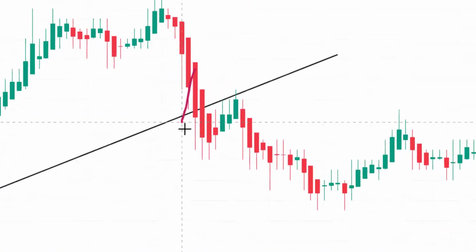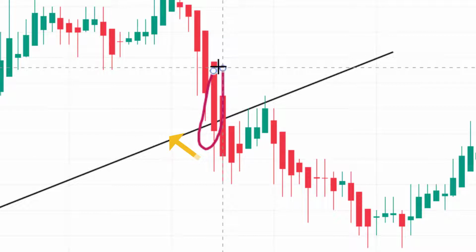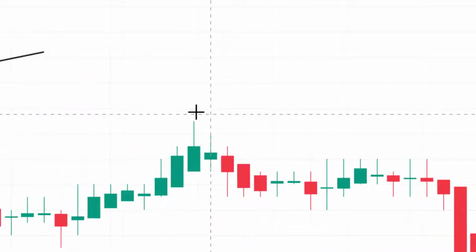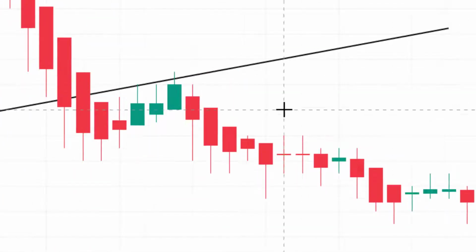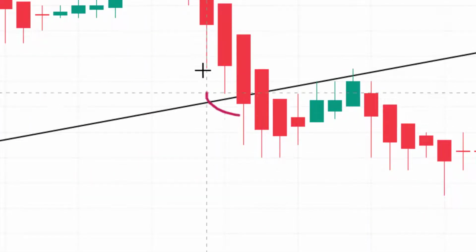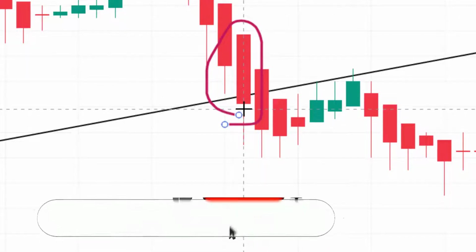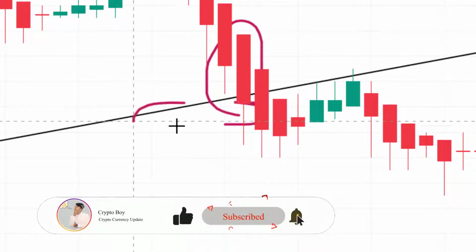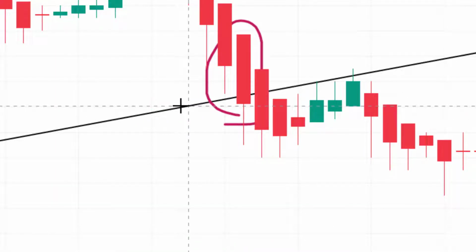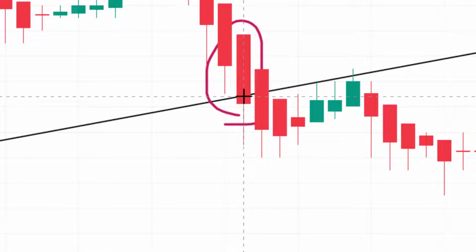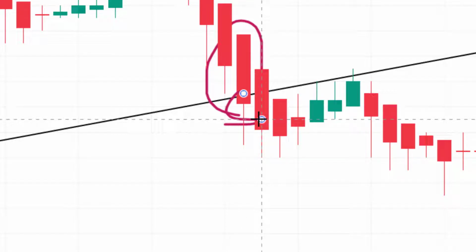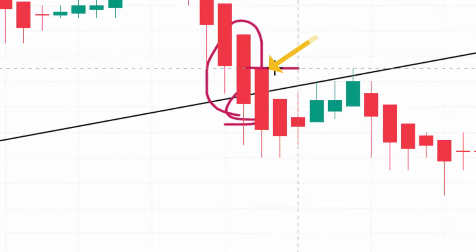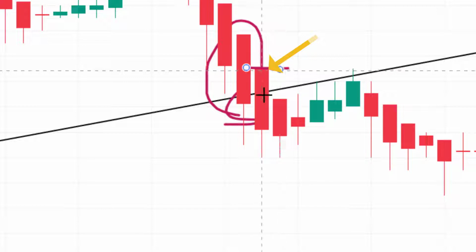So you can see this candle, this red candle. Whenever the closing of the candle is below the support line, it means that this is the confirmation. As you can see in here, this candle, the closing is below the support line. This is the closing and this is our trend line. So now when to open a short position? This candle is your confirmation. Why? Because the closing of the candle is below the support line. So you can open a short position from the next candle, from here.